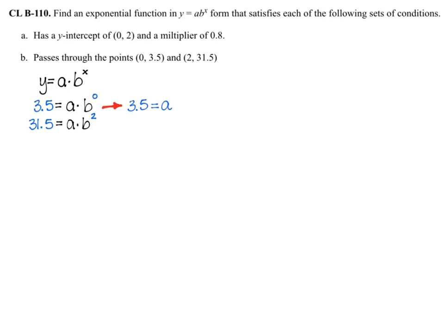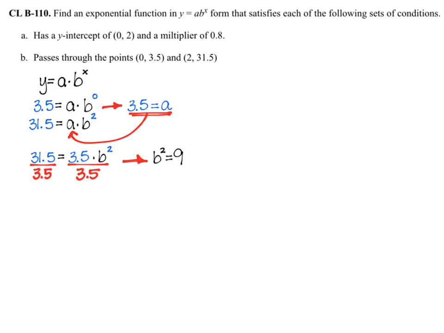But in the first equation, since b to the 0 is just 1, we recognize that this just gives me that 3.5 is a. So I'm going to take that and plug it into the second equation, which will give me this resulting equation, and I'm here to solve for b, so I divide both sides by 3.5, and I end up that 31.5 divided by 3.5 is 9. So b squared equals 9. Taking the square root, I find that the base is 3.